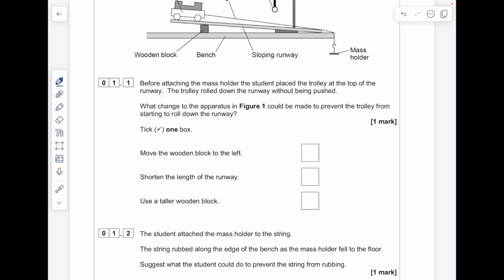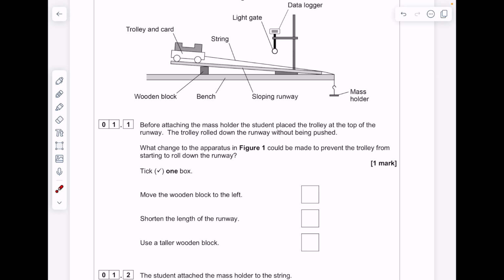What change to the apparatus in figure 1 could be made to prevent the trolley from starting to roll down the runway? Look at the options. Move the wooden block to the left. So we're moving this block here further to the left, which means we'd in effect be straightening that runway, making it less of a slope. So that's highly likely to work.